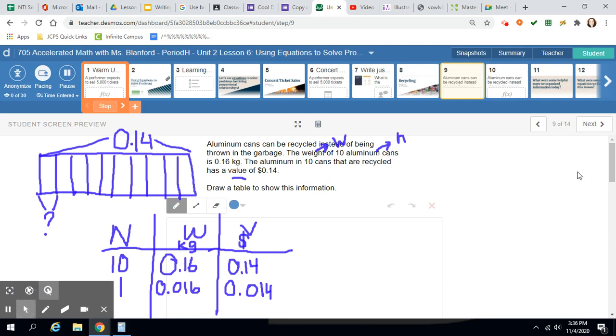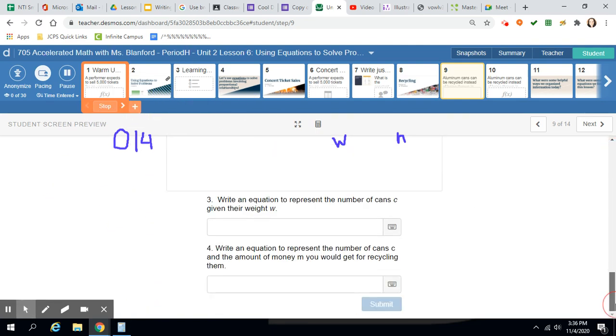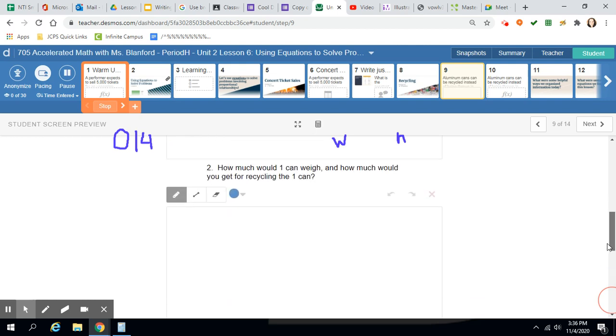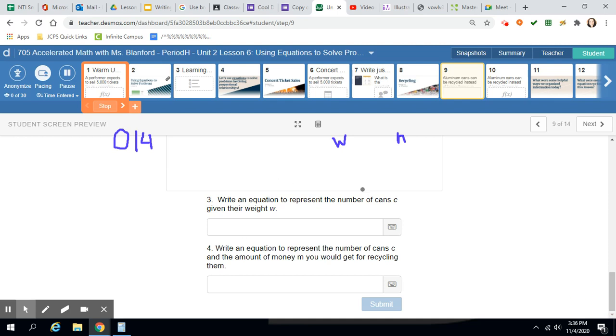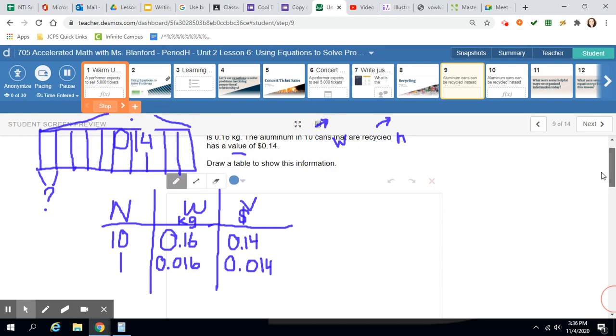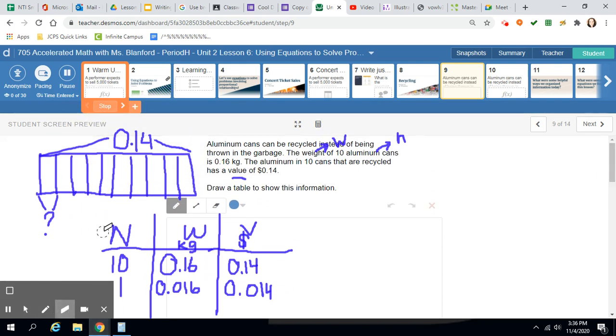Now we're being asked, write an equation to represent the number of cans C, whoops, I should have made it theirs, and their weight W. Okay, so I'm going to go back up here and I guess I'll change it. This should be a C. At least I had the W, right? So we're going to say that this is cans, okay? So we have to write an equation showing this relationship, right?